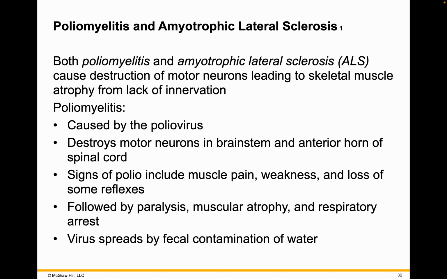Poliomyelitis, polio, and amyotrophic lateral sclerosis, ALS, are caused by the destruction of motor neurons that lead to skeletal muscle atrophy from lack of innervation. Polio is caused by the poliovirus. It destroys motor neurons in the brainstem and the anterior horn of the spinal cord. Signs of polio include muscle pain, weakness, and loss of some reflexes. It can be followed by paralysis, muscular atrophy, and respiratory arrest. The virus spreads by fecal contamination of water.